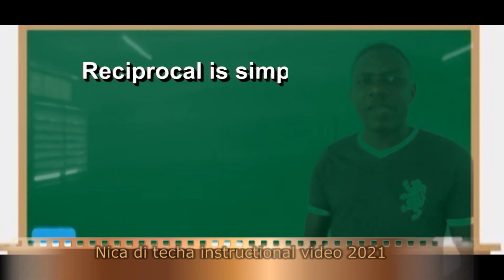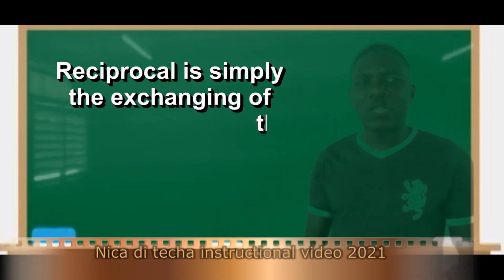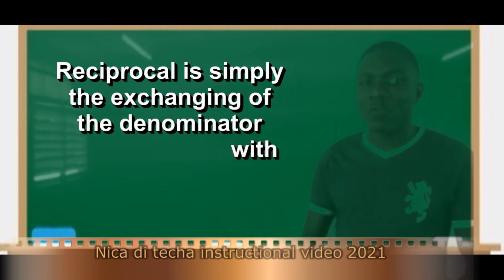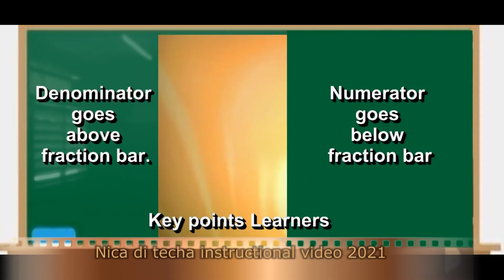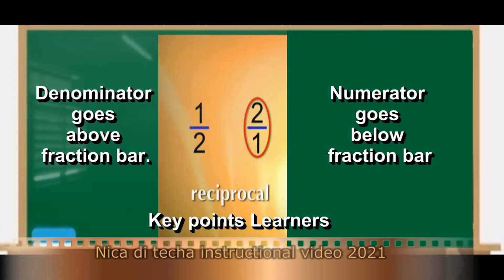Simply put, the reciprocal of a fraction is simply the exchanging of the denominator with the numerator. In other words, when we write our fraction, we're going to change the bottom number with the top number. So we're doing an exchanging. The denominator will go to the top, and whatever we have as the numerator will go to the bottom, and we'll find our reciprocal.